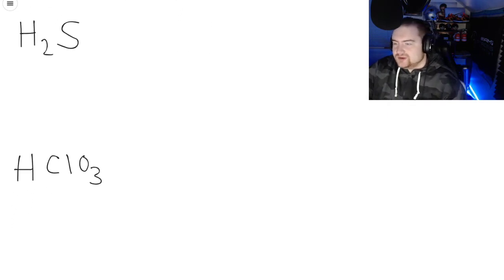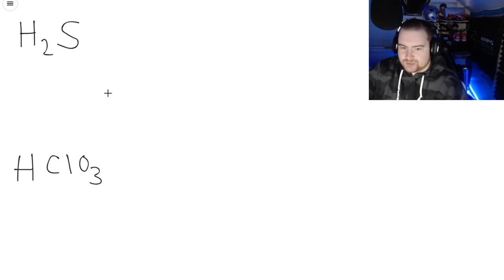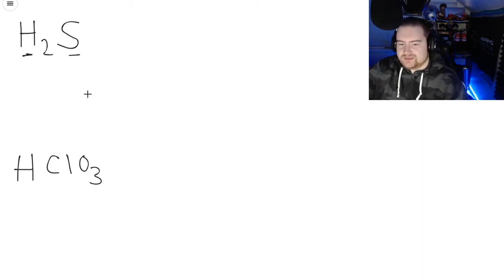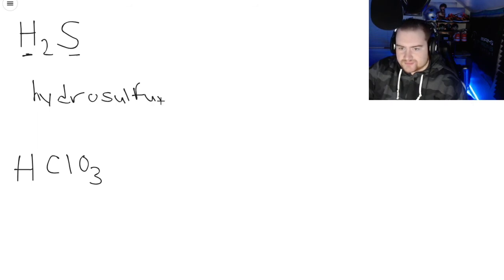H2S. Now, we have something with hydrogen first. That means this is going to be an acid. What type of acid is it? Is it a binary or oxyacid? This is a binary acid because guess what? It has 2 elements. Okay, so how you name a binary acid is you would do hydro, and then whatever the anion is, ic acid. So we have sulfur, and then acid at the end. So hydrosulfuric acid for that.